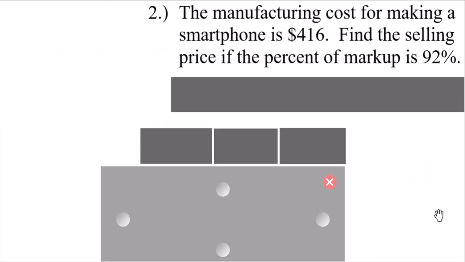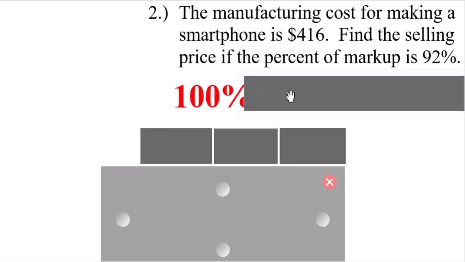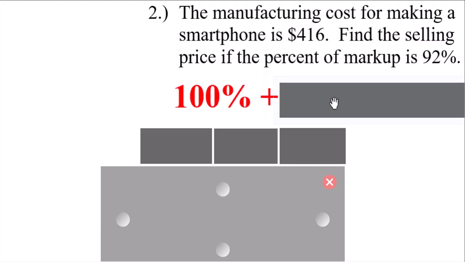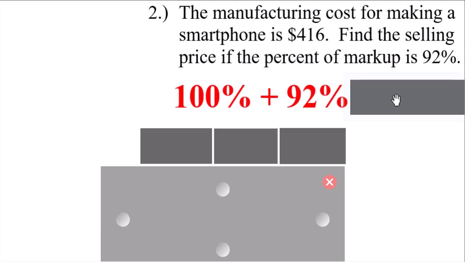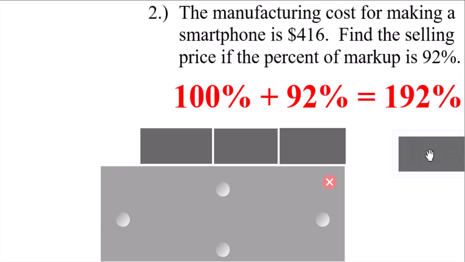Problem number 2, the manufacturing cost for making a smartphone is $416. Find the selling price if the percent of markup is 92%. All right, the original manufacturing cost is 100% of itself. It is getting marked up by 92%, so it's going to increase by 92%, which means we as the customer will pay 192% of the manufacturing cost.